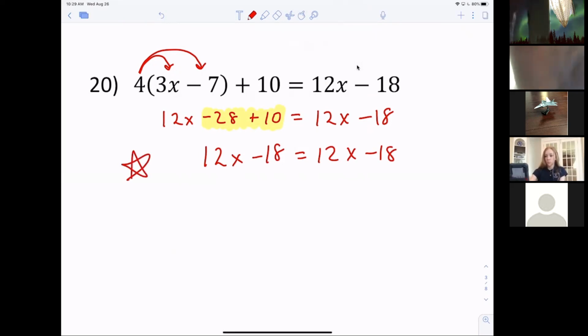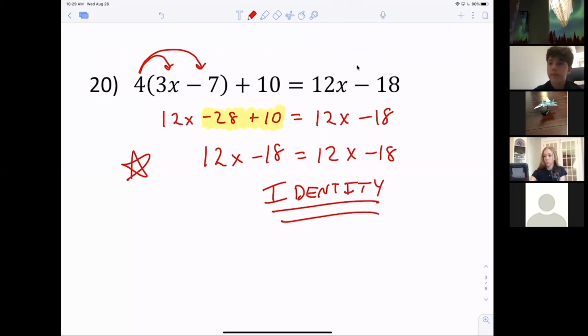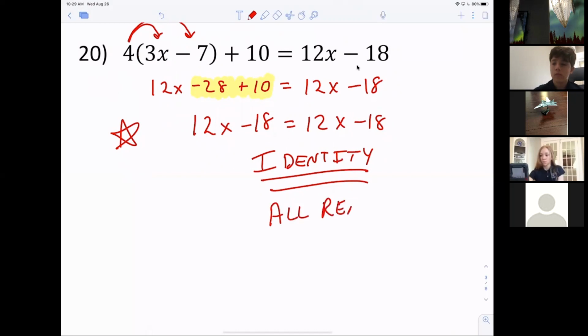All right. This is referred to as an identity. And when we say identity, we mean that x could be all real numbers. And I'm going to show you the symbol for all real numbers. All real numbers is 1 line, 2 lines, and then make it all. That's the symbol for all real numbers.